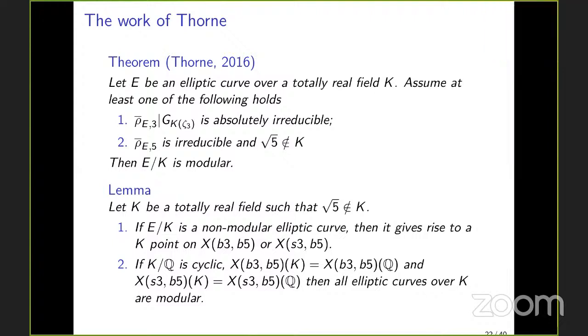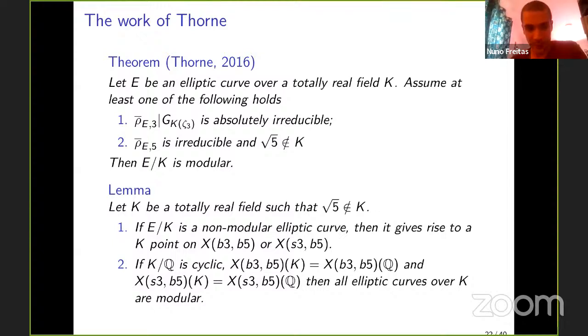I see. Yes. So in view of this theorem, one concludes the following. Thorne writes down the following lemma. If K is a totally real field not containing √5, then any elliptic curve which is non-modular over this field gives rise to a K-point in X_{B3,B5} or X_{S3,B5}, right? Because it's non-modular, both conditions need to fail. The first condition failing means that the image is either in B3 or S3, and the second condition failing would give us reducible image modulo 5, and so we always have B5.